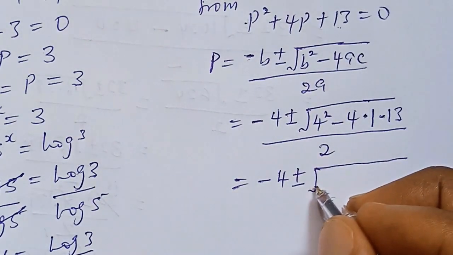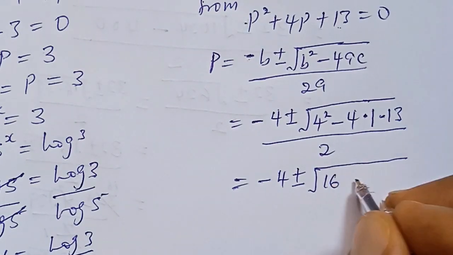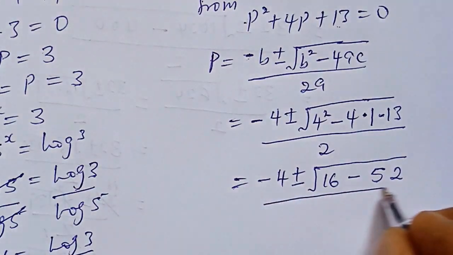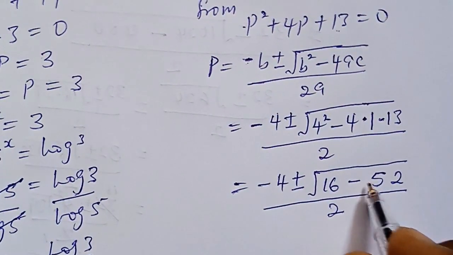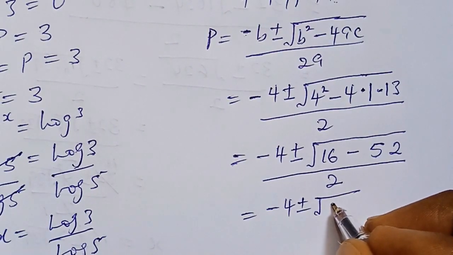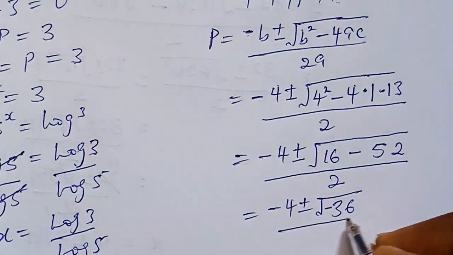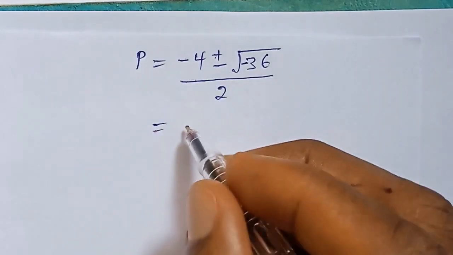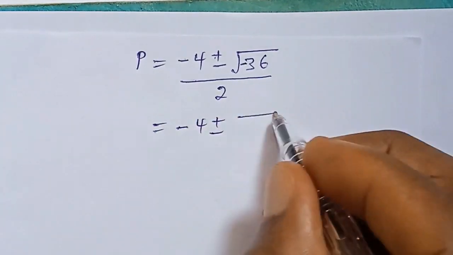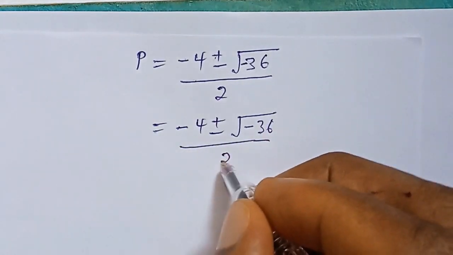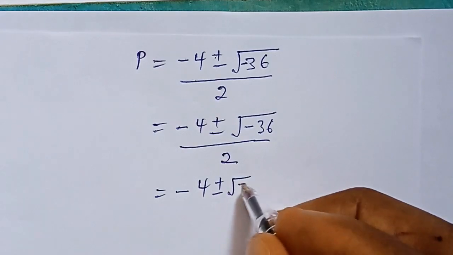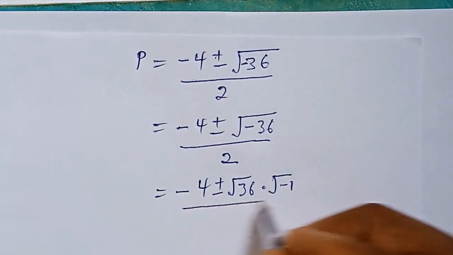the square root of 4 squared. 4 squared will be given as 16, minus 4 multiplied by 1 multiplied by 13, which is 52, divided by 2. So under the square root we have 16 minus 52, which is minus 36. So that will be equal to minus 4 plus or minus the square root of minus 36, over 2, which can be written as minus 4 plus or minus the square root of 36 multiplied by the square root of minus 1, over 2.